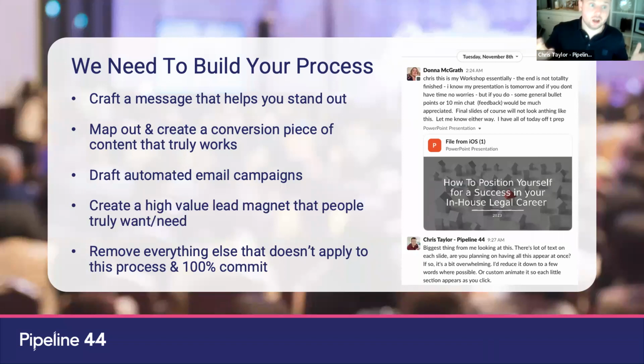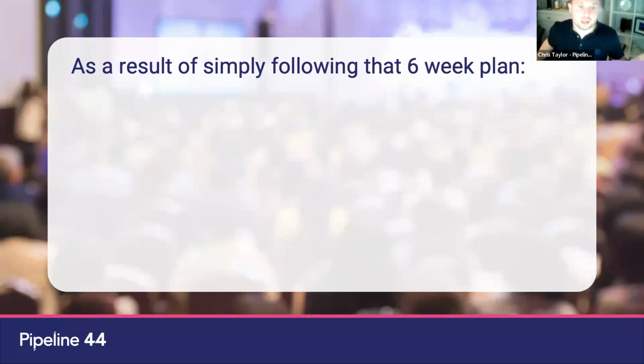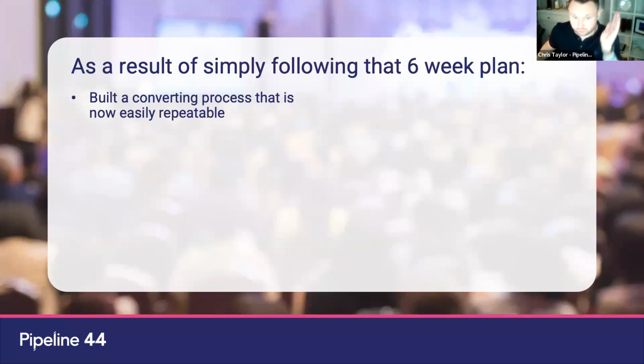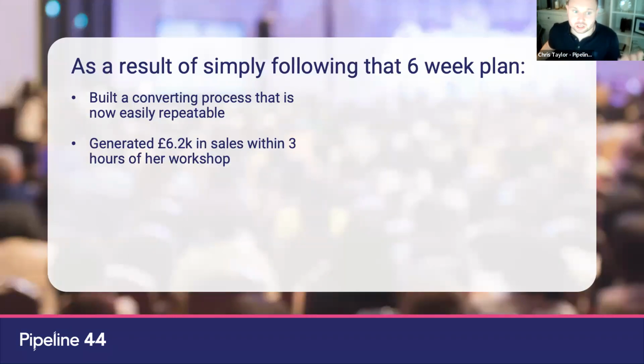And we basically said to her, stop doing everything else and just commit to this for the next 6 weeks. That's all you need to do. Commit to this for 6 weeks and it will just fall into place for you. And as a result of following that plan, she committed and she did it. It was all she did, just follow the steps, send it in to us at every step, and we will tell you if you're right or wrong. She ended up building a converting process that she can repeat.